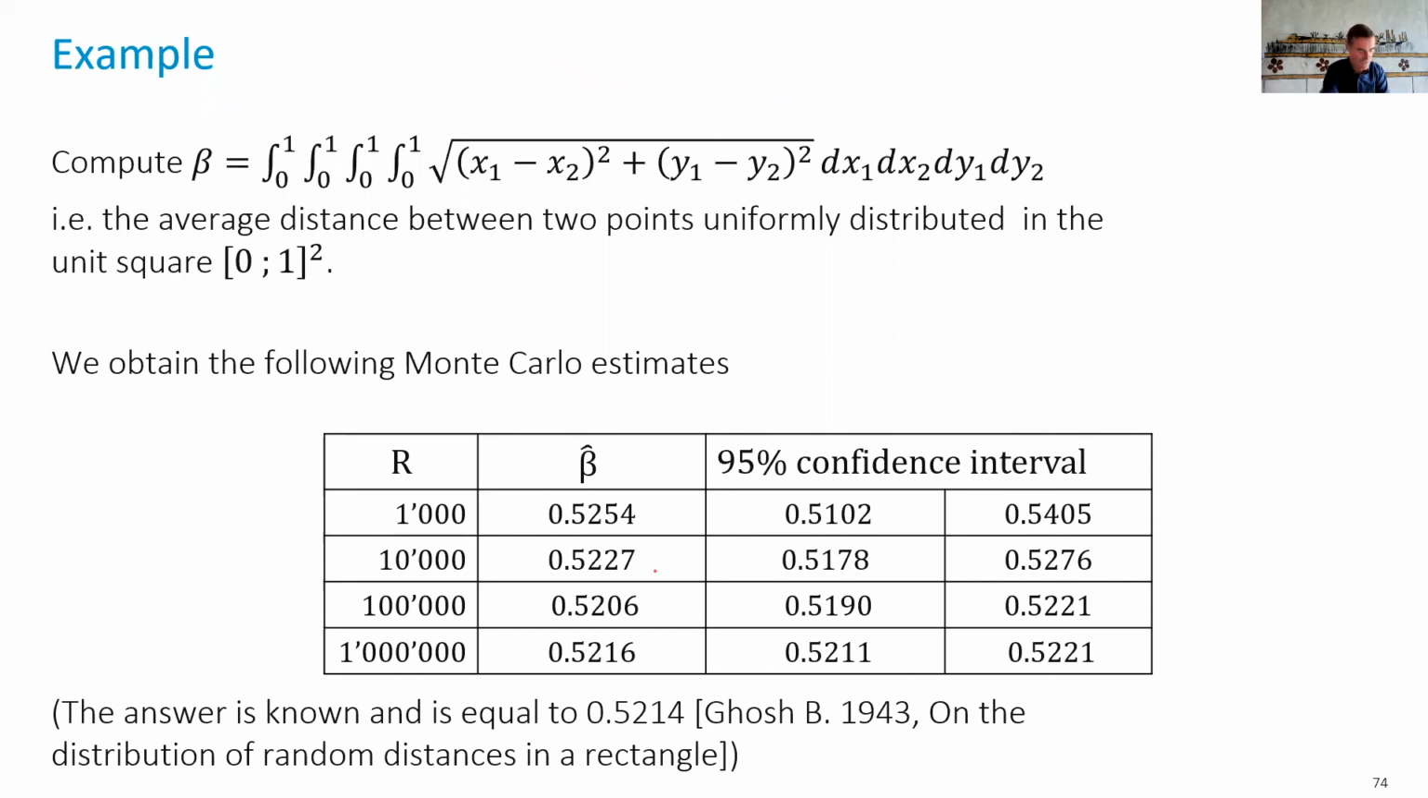So I did it here, and I computed various values of R. So I obtained this number here, and my confidence interval, as you can see, decreases here. As I mentioned, the true value is known. It's this here. And I see that I need 1 million samples to obtain the fourth digit right. But if I'm interested in only a coarse approximation, even a very short simulation will give the right thing here.